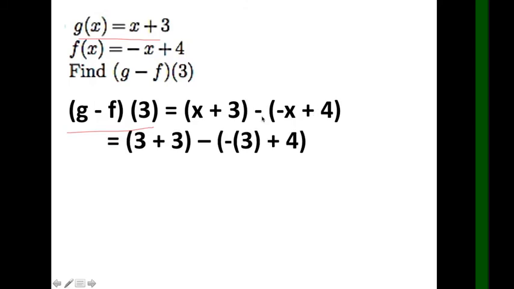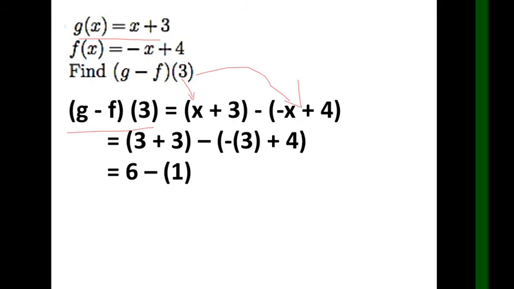Next is, again, okay, so ang ginawa dito is, sinubstitute na agad yung 3 sa mga x. Okay, so the value of x here is 3. So just substitute. Okay, so we have 3 plus 3, ito yan. And then minus negative 3 plus 4. Okay, and then, 3 plus 3 is 6. Then, negative 3 plus 4, they don't have the same sign, so I'll subtract. That is 4 minus 3.